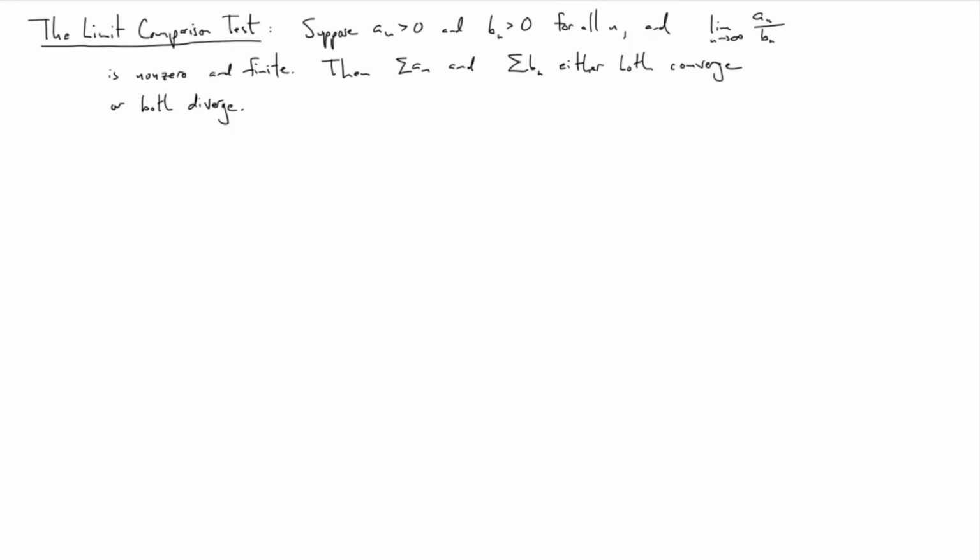And here's what it says. It says, suppose you have two series, both of which have all positive terms, and you look at the limit as n goes to infinity of the terms of one series divided by the terms of the other series, so a sub n divided by b sub n, and that limit is non-zero and finite, so any finite number not zero. Then the two series either both converge or both diverge. In particular, you will know what one of them does, and you're trying to test what the other one does. This says they do the same thing. They both converge or they both diverge.